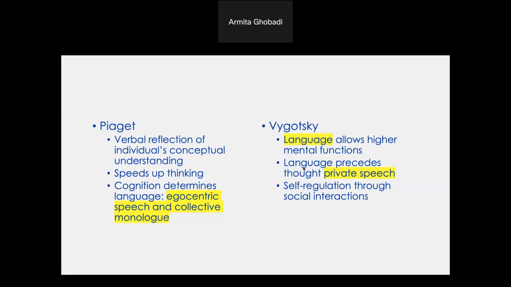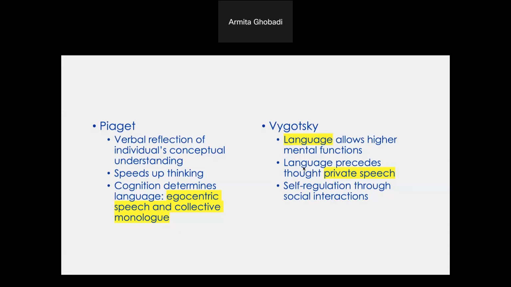So let's just start with Piaget. You can see that Piaget believed that verbal reflection of individuals' conceptual understanding can actually speed up any sort of higher order functioning like thinking. He also put emphasis on the idea of language. He believed that egocentric speech and collective monologue are so important in a child's development.